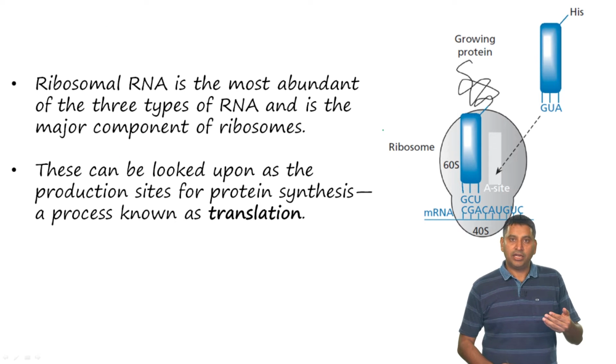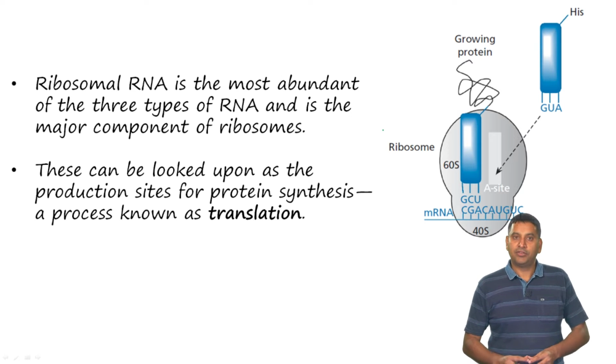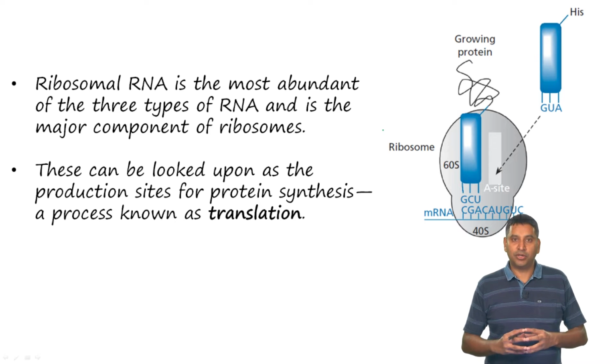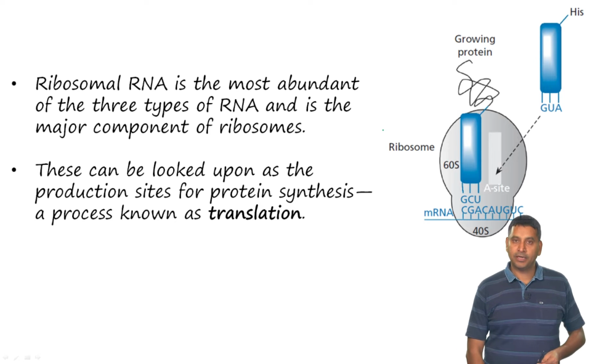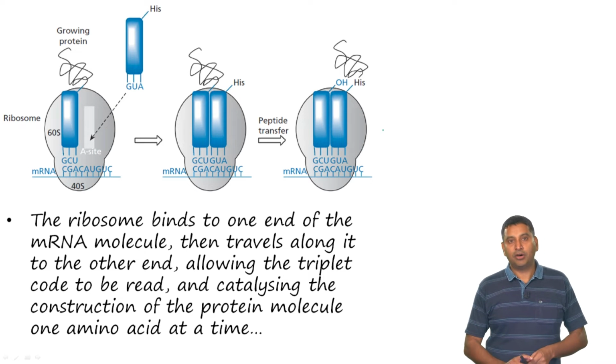Ribosomal RNA is the most abundant of all three types of RNA and is a major component of ribosomes. These can be looked upon as production sites for protein synthesis, a process known as translation. Now, let us look at how this process of translation occurs.